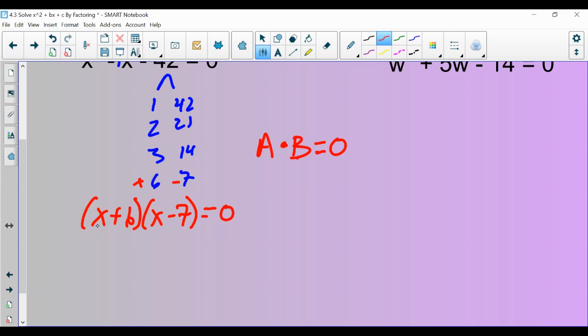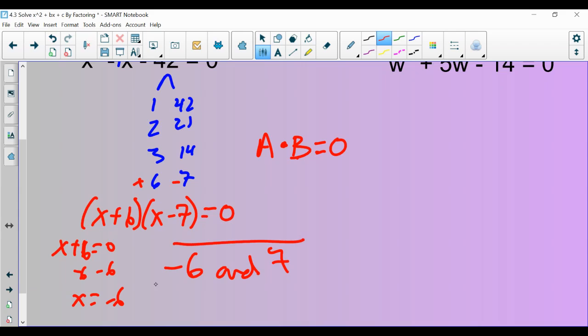So what makes this one 0? There's two ways that I could think about this. I could set it up: x plus 6 equals 0 and solve for x. Subtract 6, subtract 6. x is equal to -6. But I probably don't need to do that. I can probably just look at it and be like, hey, -6 makes this one 0, and +7 makes this one 0. So -6 and 7 are my solutions for this problem.